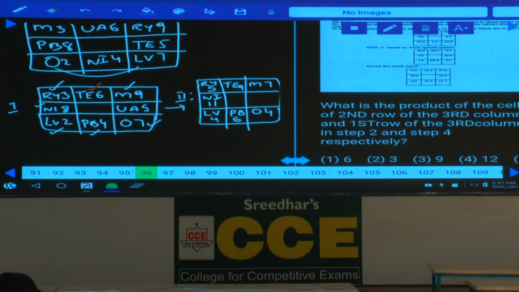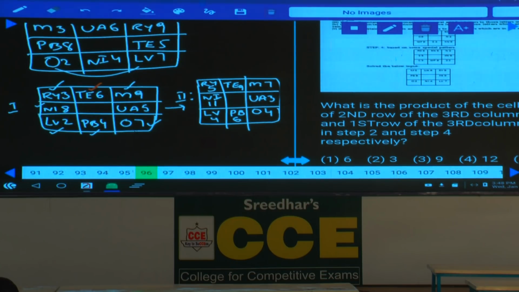Done. Next one, condition number 5, if the cell contains both vowels with a number which is greater than 3, then subtract. That means UA, and this is UA5. Now, we must subtract 2, then the number will be 3, UA3. Now, this is step 1 to step 2. Done with this? Input, step 1 and step 2.